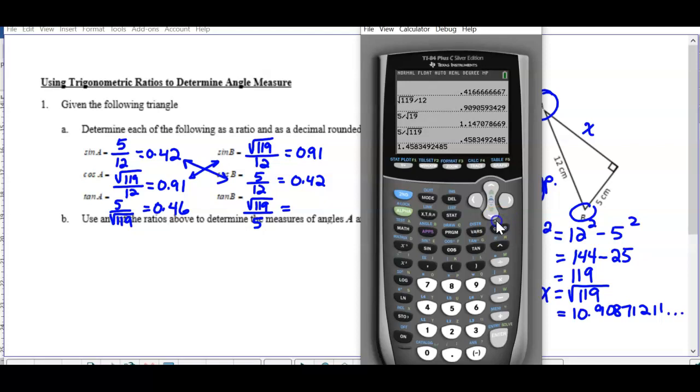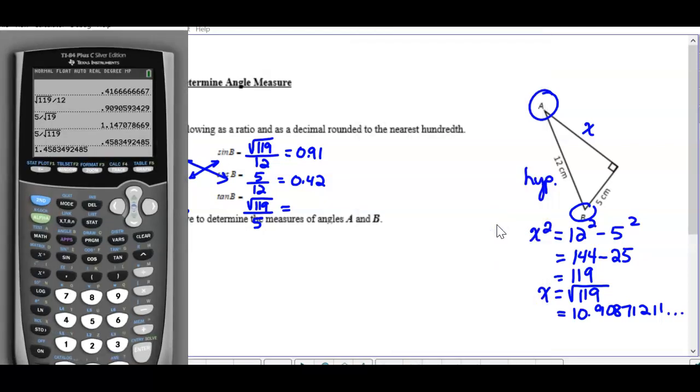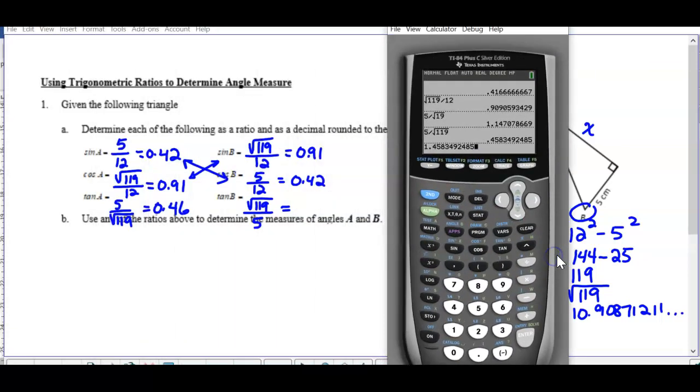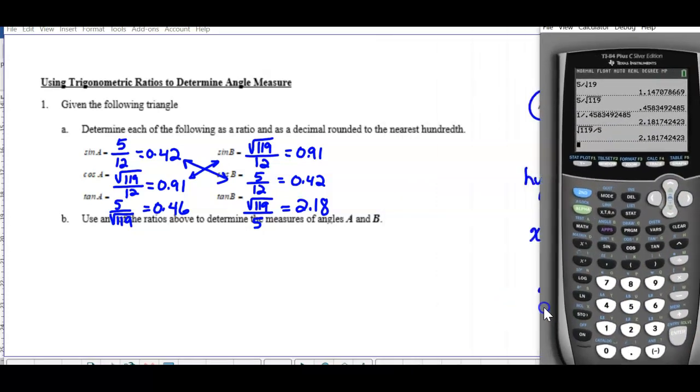With that, I could go, excuse me a sec, clear. 1 divided by, sometimes it doesn't register what I've clicked when I'm on the smartboard here. So 2.18, or do it right like it says, 119, cursor out, divide by 5, gives you the same.